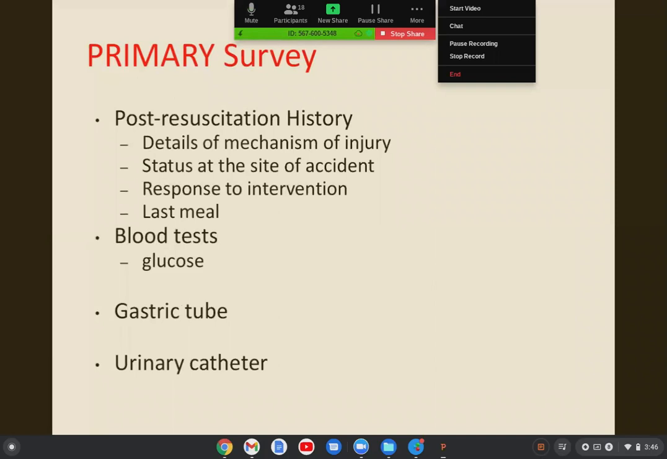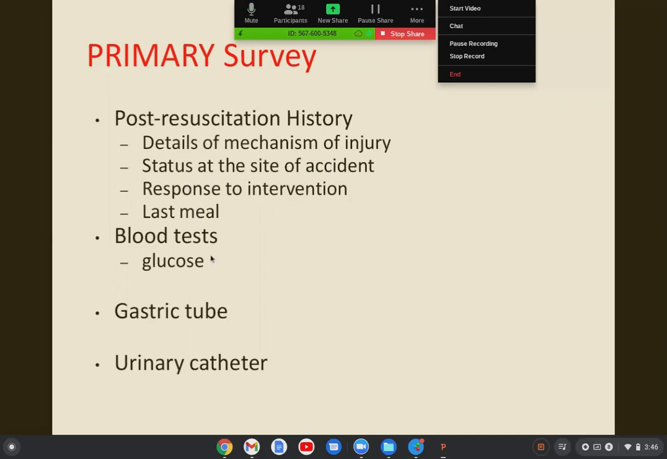What about the primary survey? After we have resuscitated this child, we go along with resuscitation into history of mechanism of injury to understand what all can happen, understand the status at the site of accident, how the injury has evolved. We get a clue from this. We have to check for our responses after intervention and also last meals.